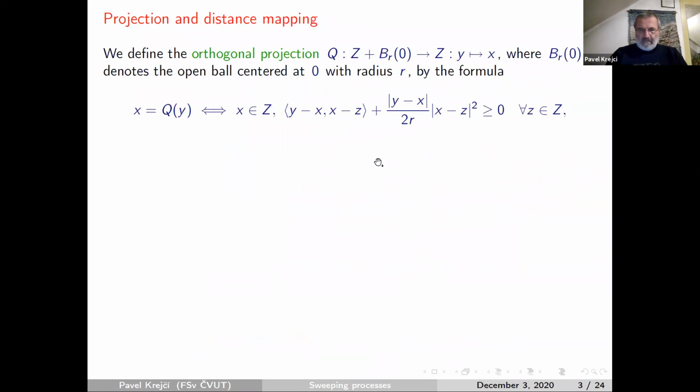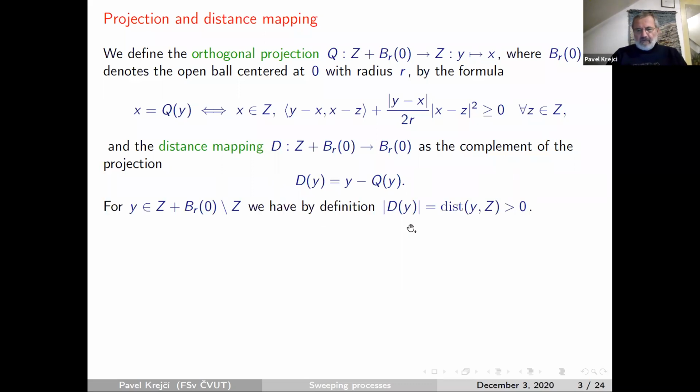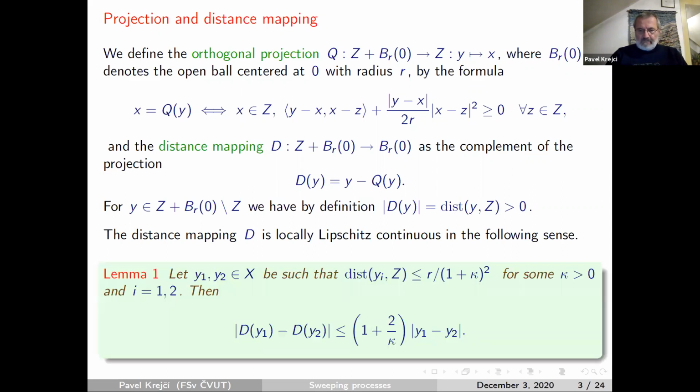So I denote by capital Q the projection. Again, there is the variational characterization of the projection. And I also define the distance mapping D, which is the complement of the projection. So D is the vector which connects the projection to the original element. And of course, the norm of the D of Y is the distance of the element Y from the set capital Z. Now, what is interesting is that the distance mapping is locally Lipschitz continuous.